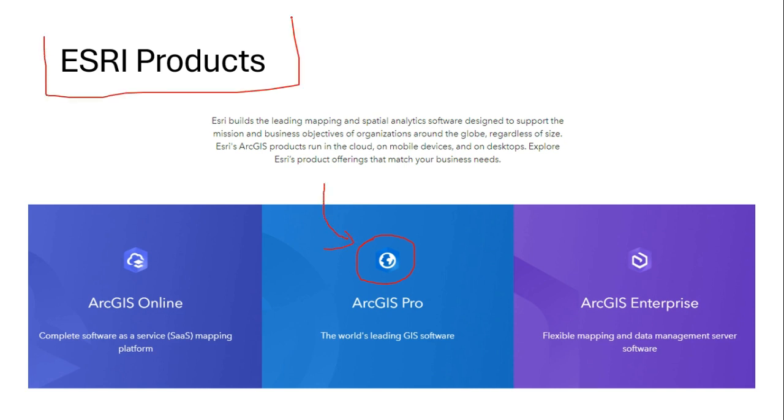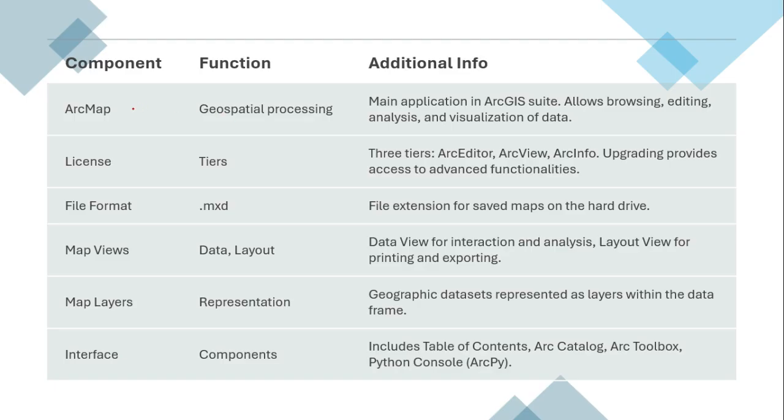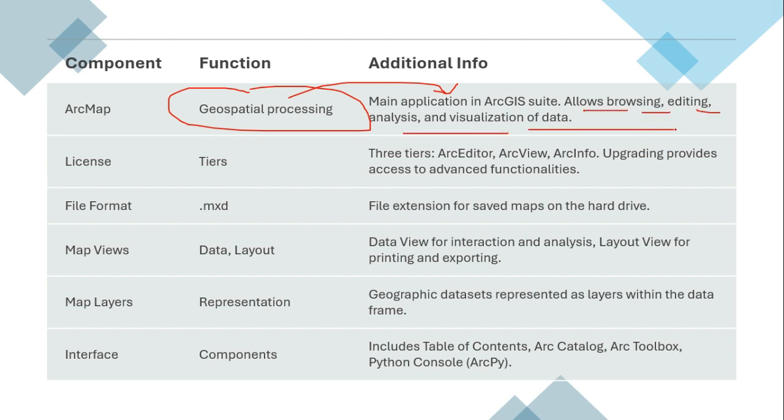There are some more products in ESRI like ArcGIS Online, ArcGIS Pro and ArcGIS Enterprise. ESRI is nowadays focused on its cloud storage so that it can meet the current scenario of businesses and provide them the software features according to their business needs. If we talk about the ArcGIS components, its basic function is geospatial processing. The main application in the ArcGIS suite is geospatial processing. It allows us to browse, edit, analyze and visualize data.